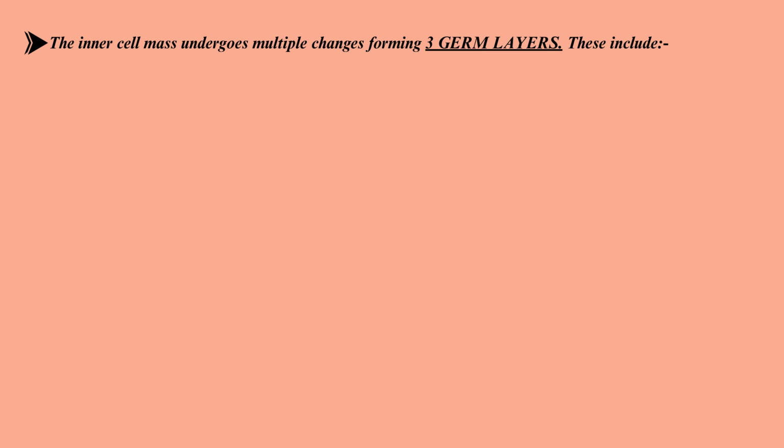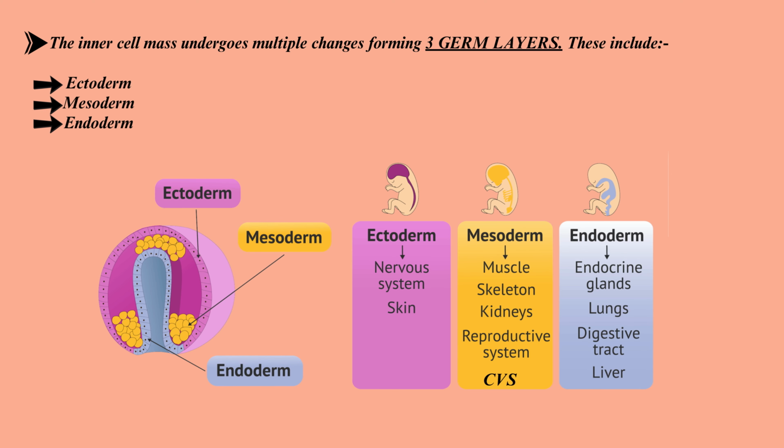The inner cell mass undergoes multiple changes, forming 3 germ layers. These include ectoderm, mesoderm, and endoderm. Ectoderm forms nervous system and skin, while mesoderm forms muscle, skeleton, kidneys, reproductive system, and cardiovascular system. Endoderm forms endocrine glands, lungs, digestive tract, and liver.